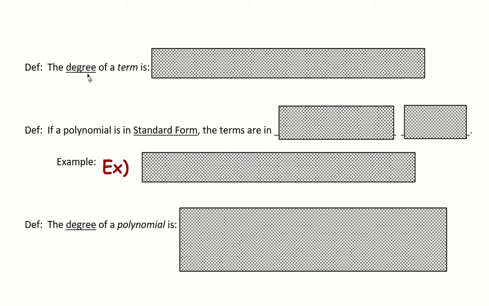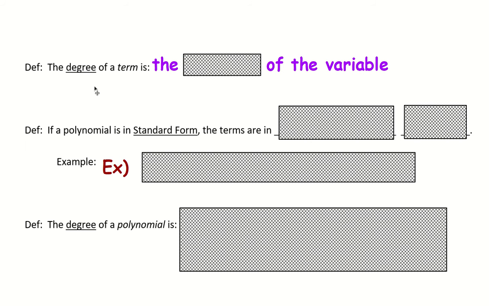Degree. The degree of a term. What do you think the degree of a term is? Just of a term, not the entire polynomial, but just a term. Well, that would be the exponent of the variable. Whatever the power is, whatever the exponent is, that's the degree. So it's another word for power or exponent.